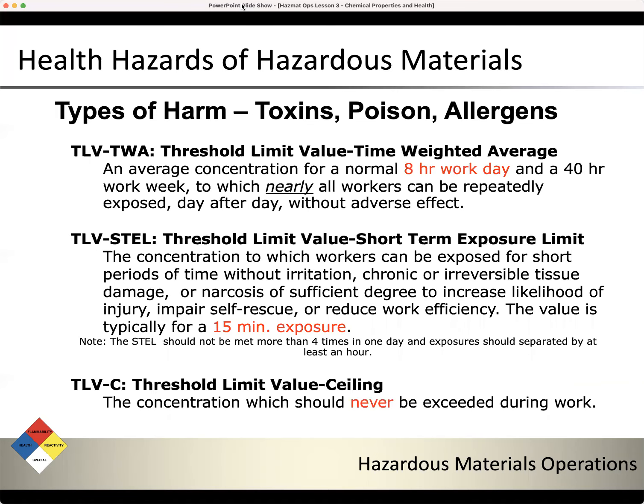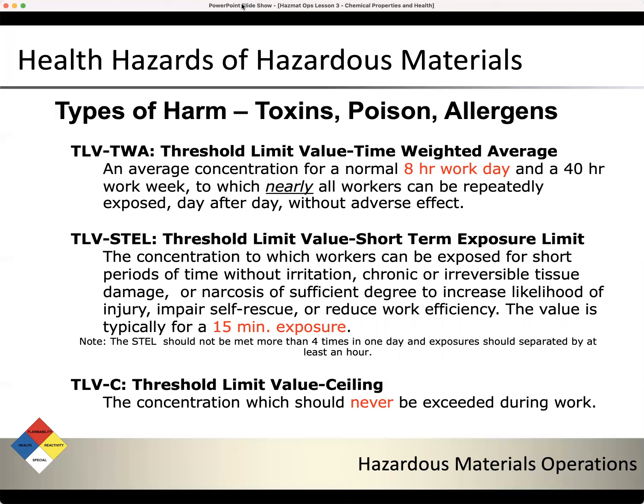So we know that some materials are okay to be exposed to up to a certain amount or up to a certain amount of time. So this is what these terms reference. So we have the threshold limit value time weighted average, or the TWA, usually just referred to as a time weighted average. This is the average concentration for a normal 8-hour workday and a 40-hour work week to which nearly all workers can be repeatedly exposed day after day without adverse effect.